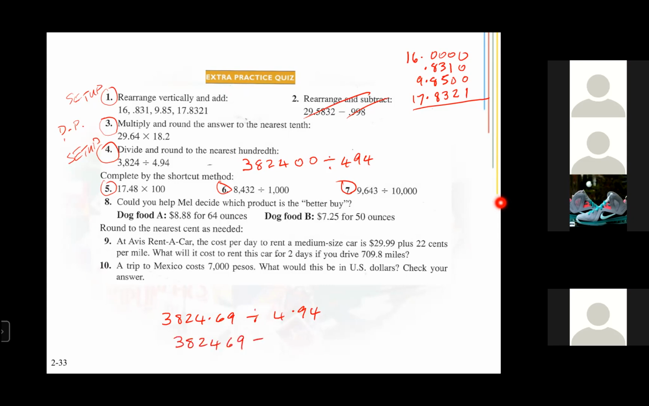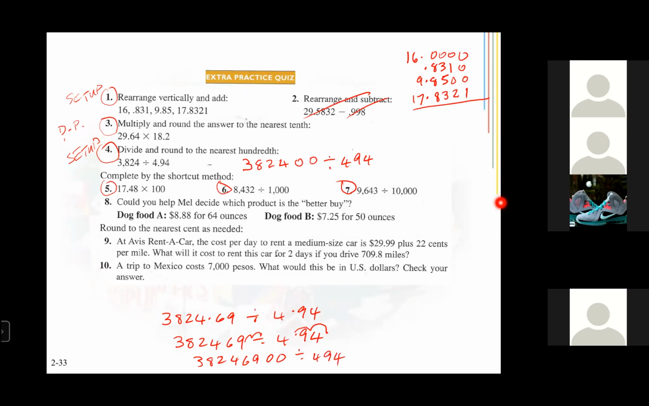To divide 382469 by 4.94, right? If you have to move the decimal 2 places to the right for that one, you have to do the same thing for the other: 1, 2. So it becomes 38246900 divided by 494.